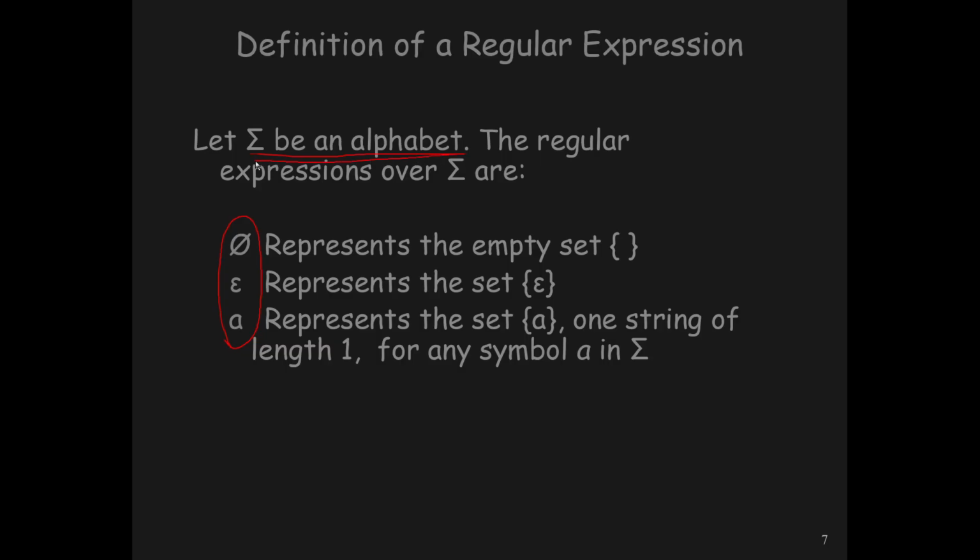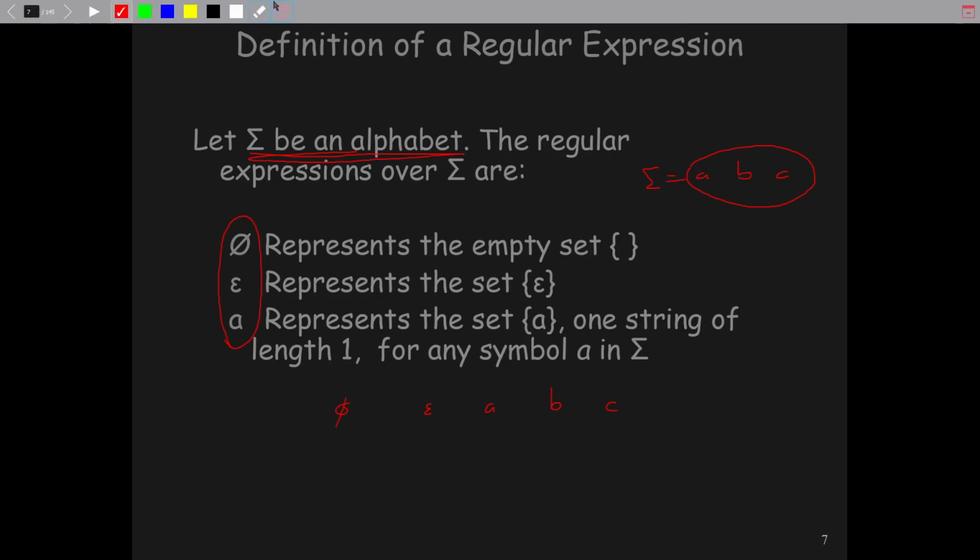Now, keep in mind that we're dealing with an alphabet here, so sigma might have, I'm just not going to draw the braces or the commas, A, B, C. So this is your set, A, B, C. You would have phi, epsilon, A, B, C. And these are your base cases for the regular expression. So all of these are regular expressions by definition.